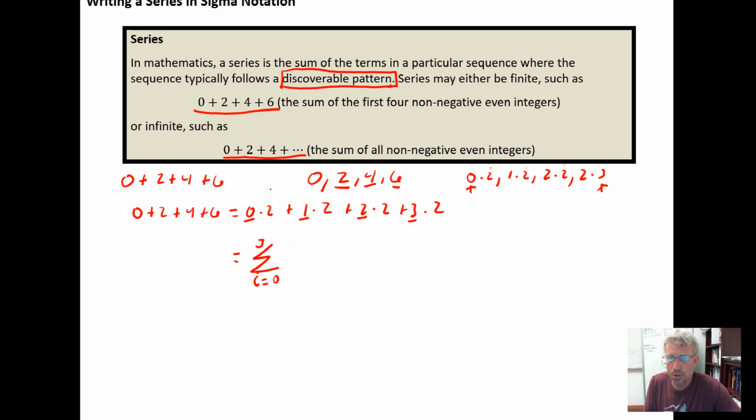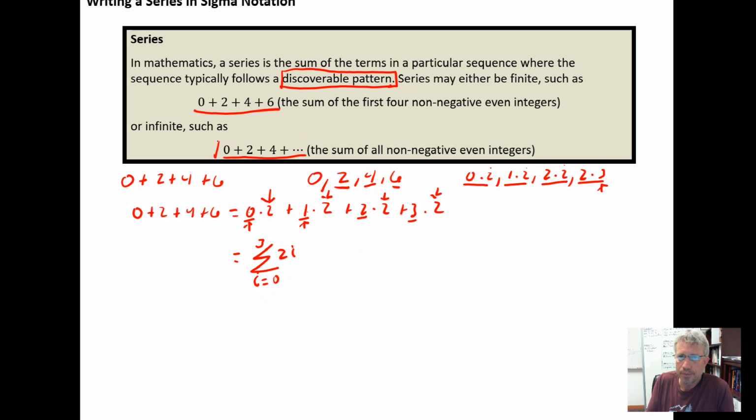And then I see that 2 shows up each time, being multiplied by the numbers that are being incremented. So I could replace the numbers that are being incremented from 0 through 3 with the letter i. I could say, hey, I'm going to generate this series by taking the sum from i equals 0 to 3 of 2 times i. So I want to first discover the pattern governing the generating of the series, and then try to write it compactly in sigma notation.